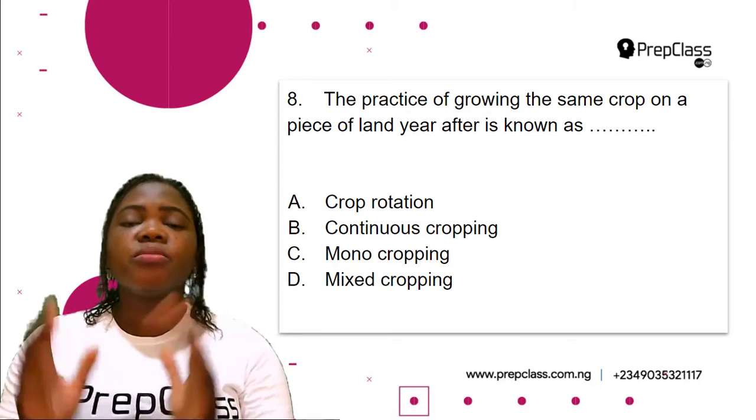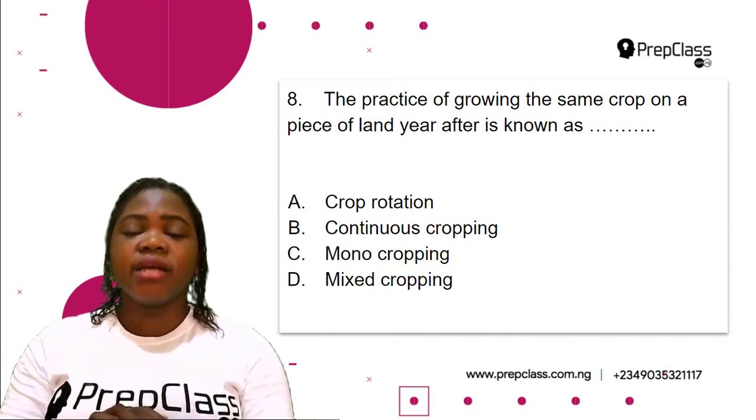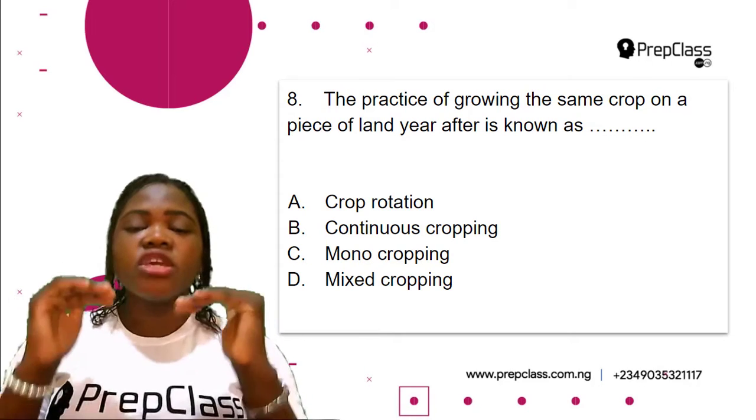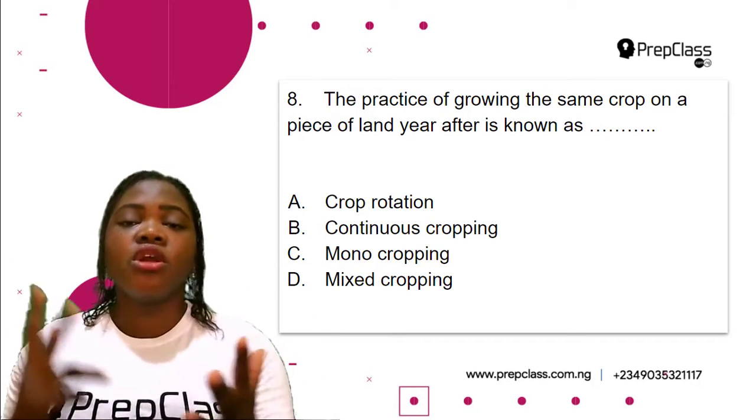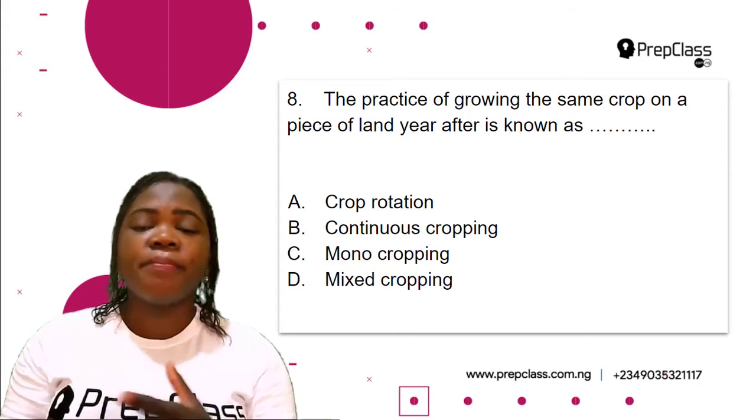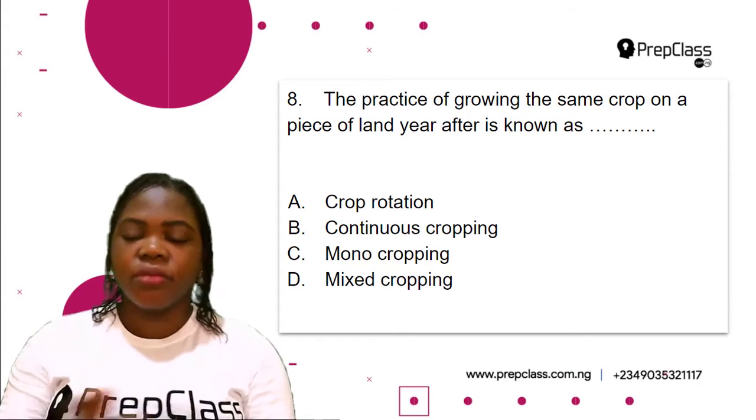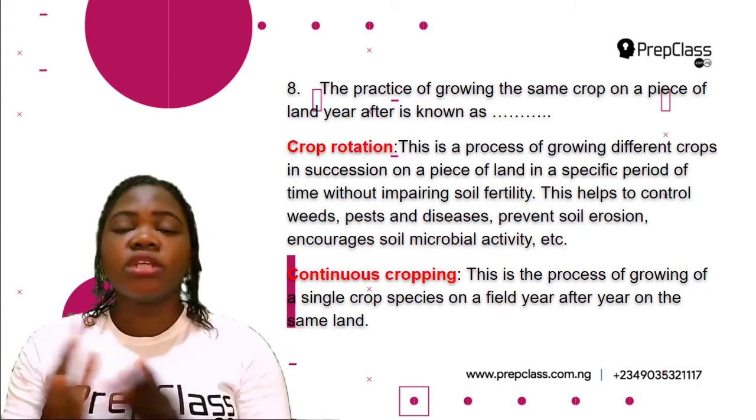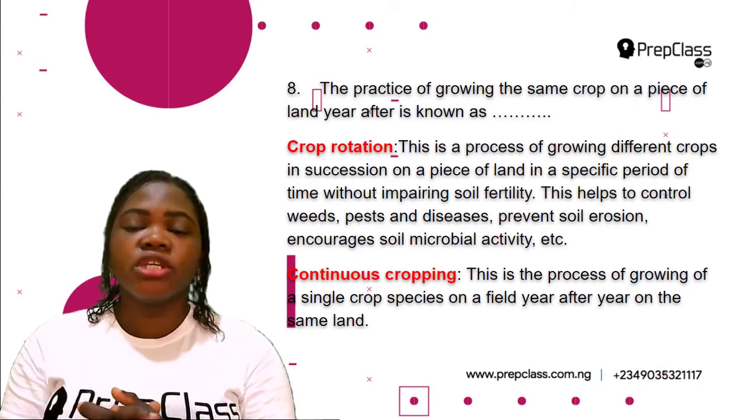Mixed cropping. So to be able to find the right answer, we need to find the meaning of each of these options. What's the meaning of crop rotation, continuous cropping, monocropping, and mixed cropping? Okay, so the first one is crop rotation. What does crop rotation mean?